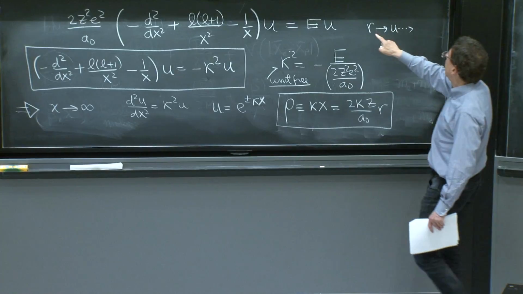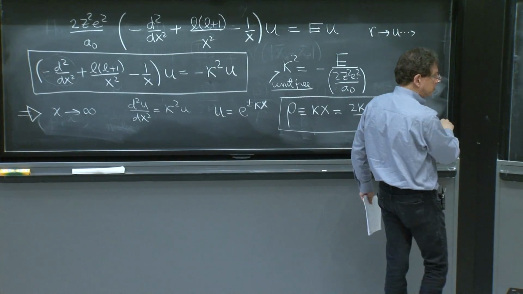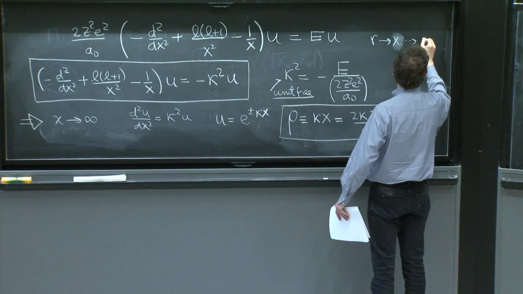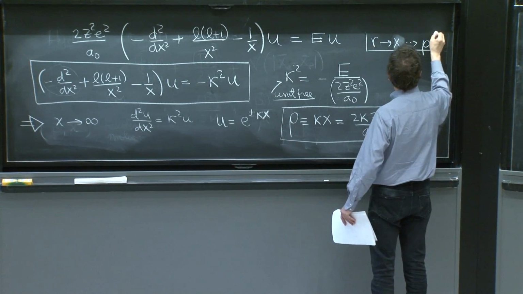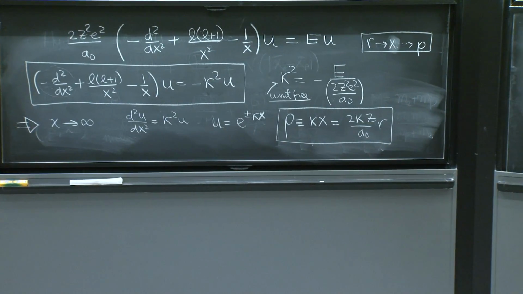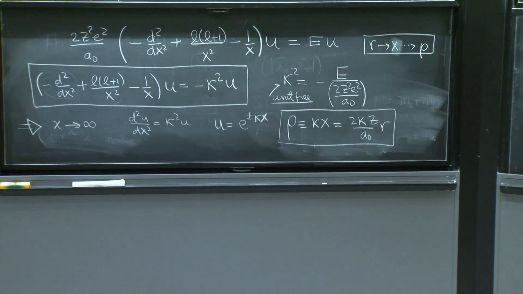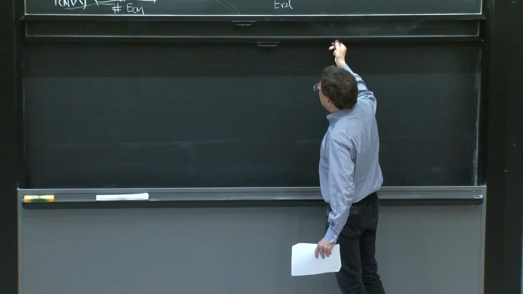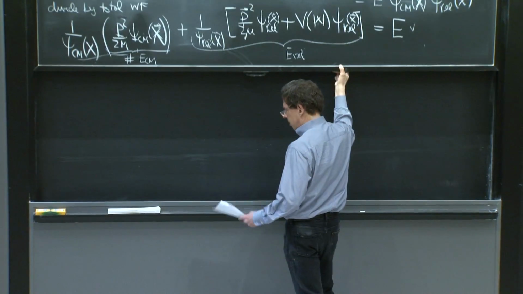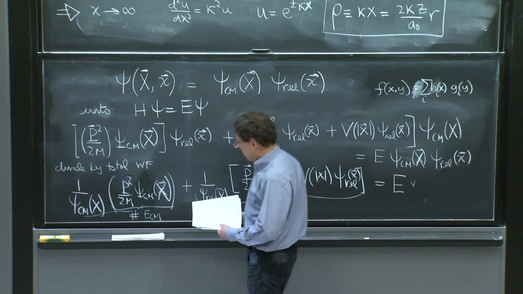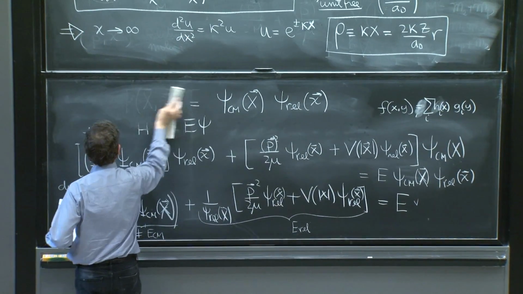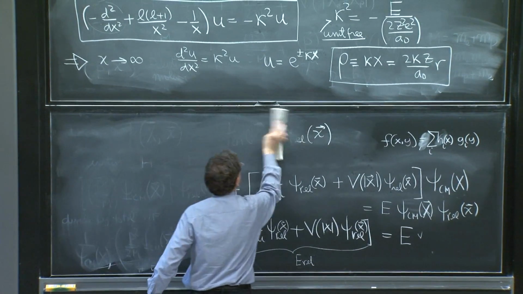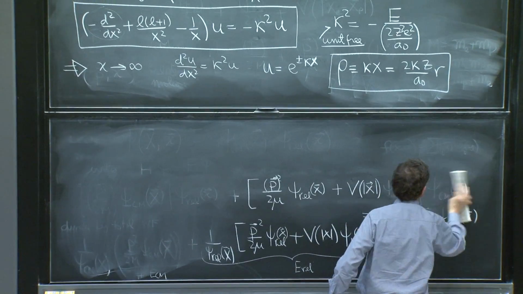So from r, we've gone to x, and now we've gone to rho. A new variable over here. So what happens to the differential equation? Well, it's going to be a little better, but in particular, the solutions may be a little better. But here it is.